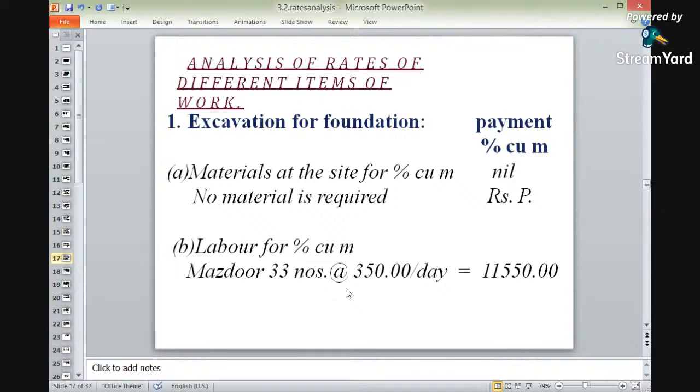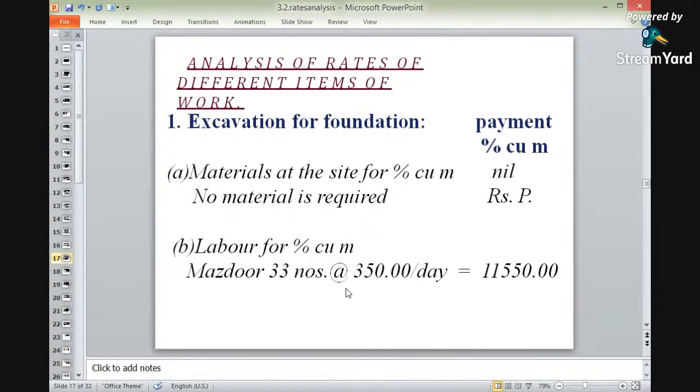Again, analysis of rates. We have seen the materials required in case of cement concrete and in case of lime concrete. Depending upon this, we will find out the cost also. We will consider the cost also. So, analysis of rates of different items of works. Earthwork in excavations for foundations. Materials at site per cubic meter: how much material at site? That means no materials are required.